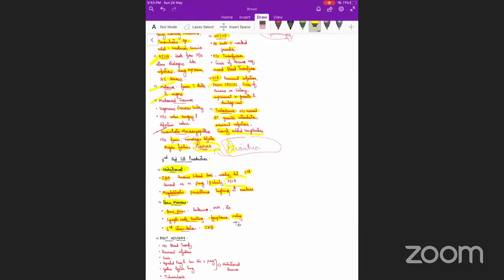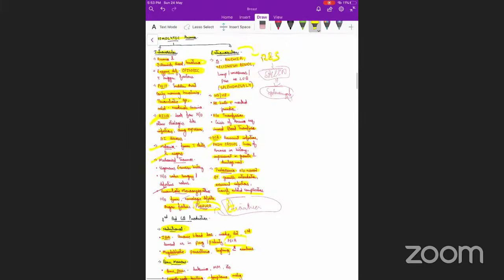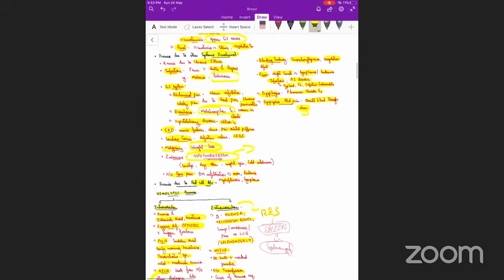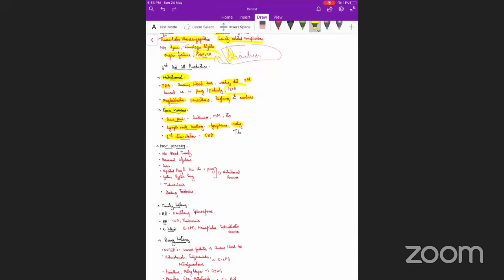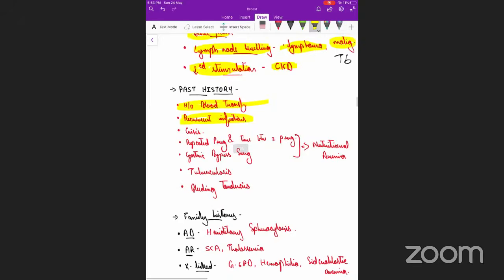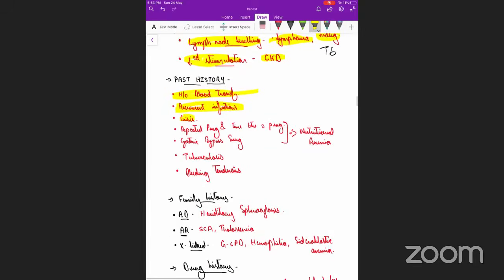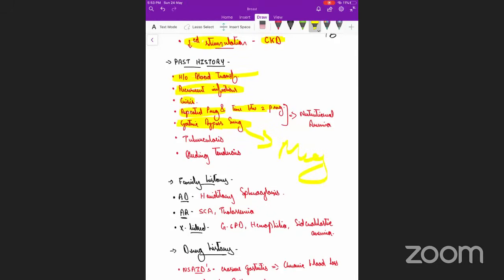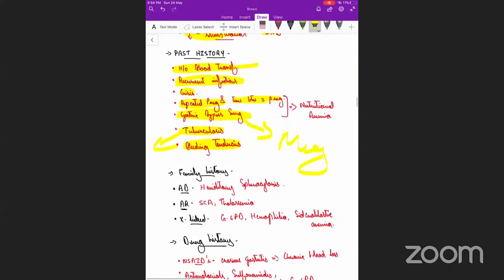So we can broadly categorize into all these things: decreased RBC production, hemolytic anemia due to secondary systemic disorder, or due to blood loss. In the past history, we can look for any history of blood transfusion, or recurrent infection, crisis, as we saw, repeated pregnancy, as we already discussed, or time between the two pregnancies. And again, gastric bypass surgery means there won't be enough absorption. So that becomes important. Again, this can cause megaloblastic anemia, or history of TB, a chronic disease, so that can cause anemia. Or if there is any history of bleeding tendencies, the blood loss itself can cause anemia.